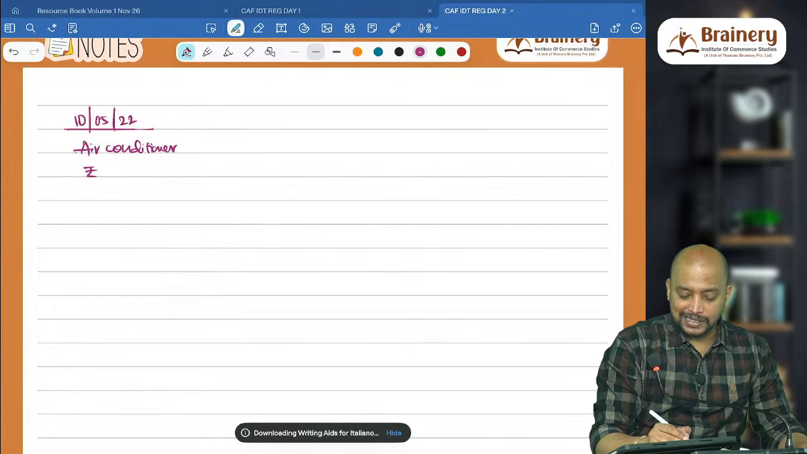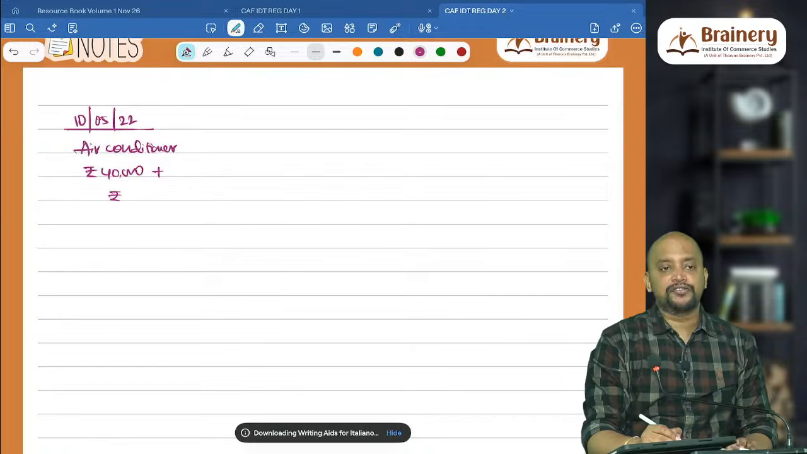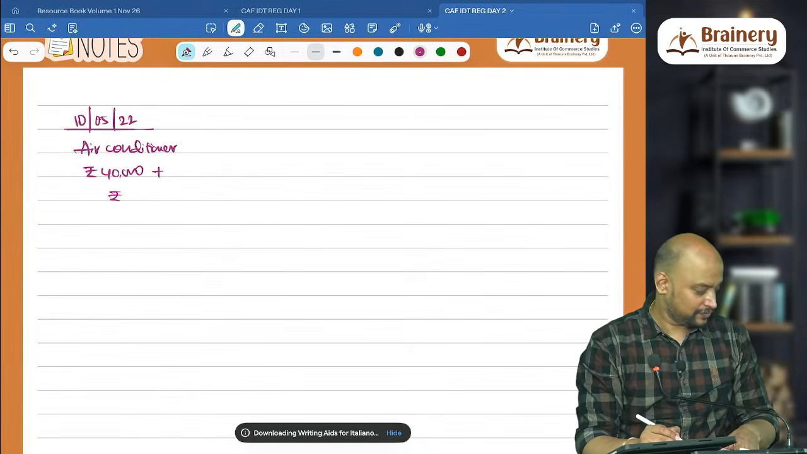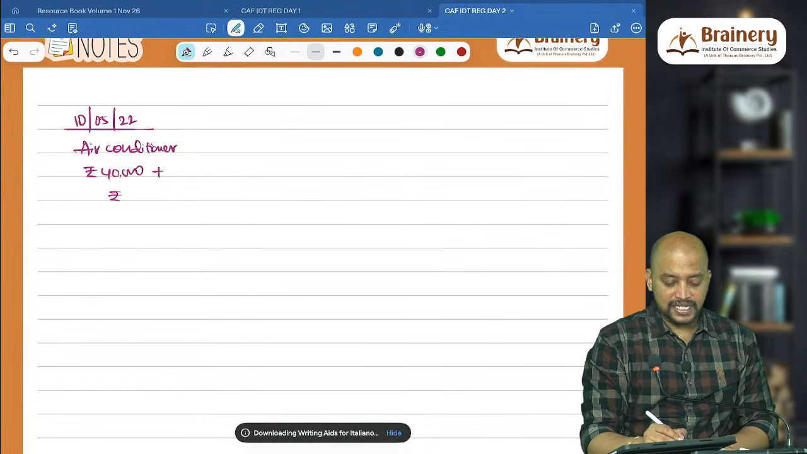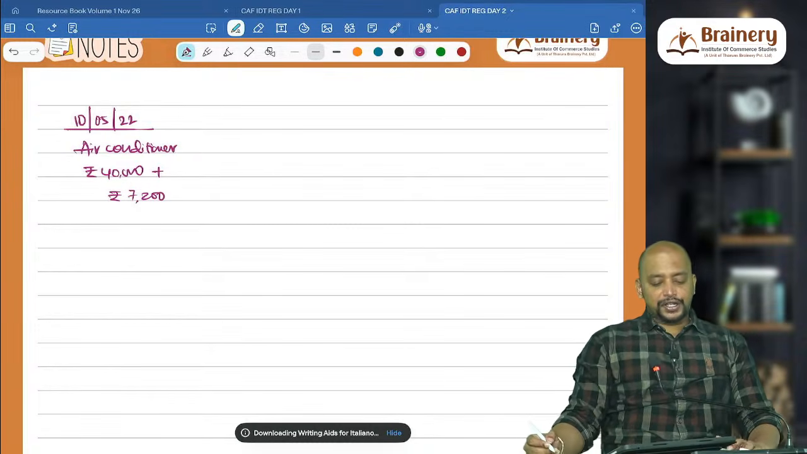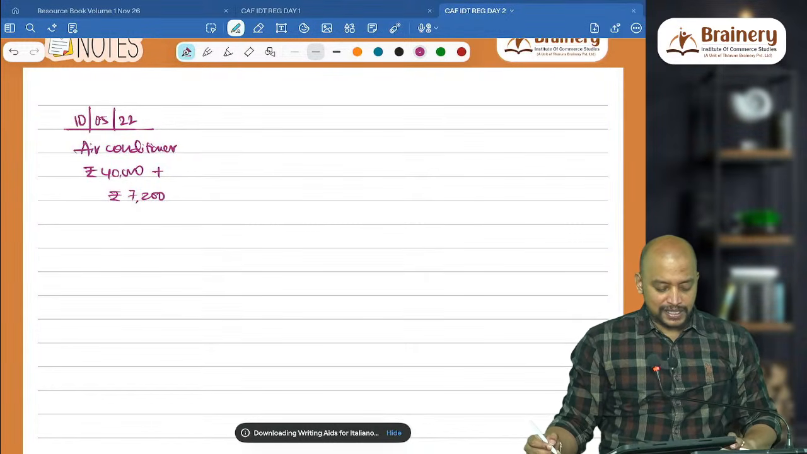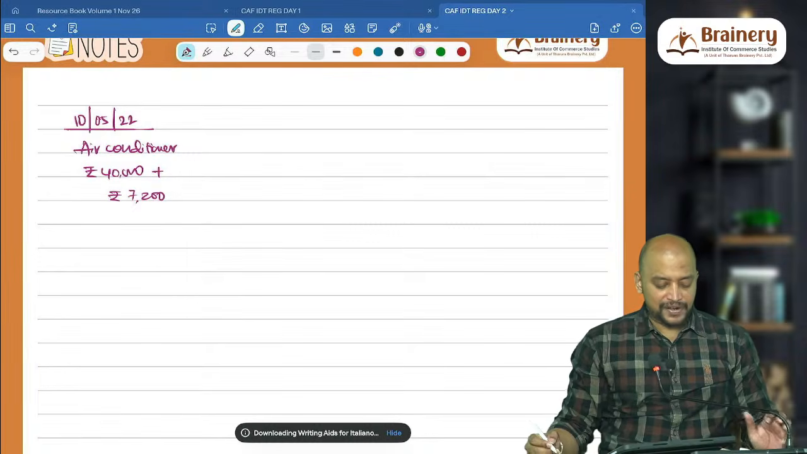For rupees 40,000 plus GST. So it is 18% of 40,000, that is 7,200 rupees.